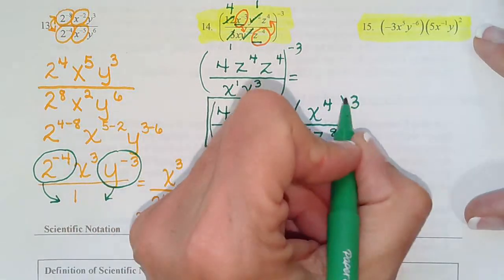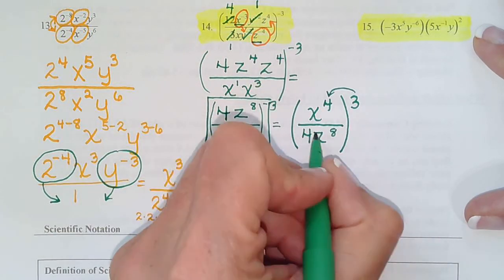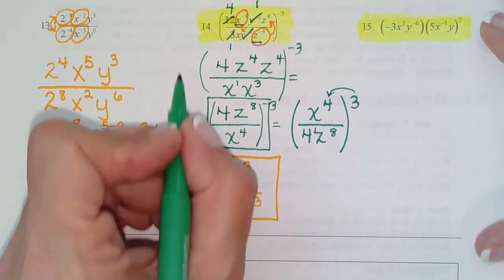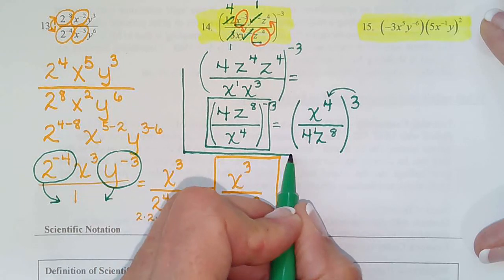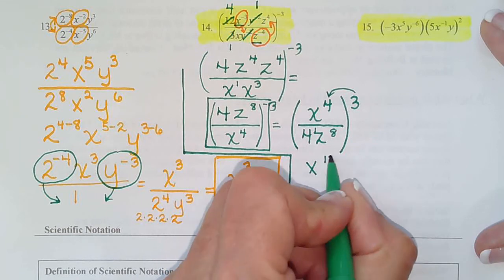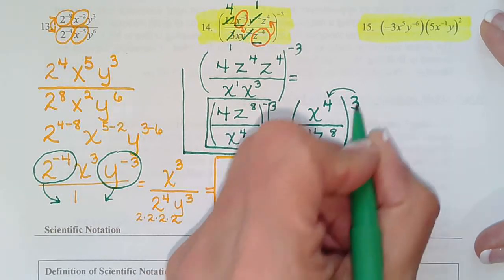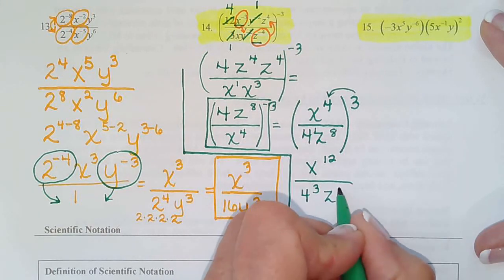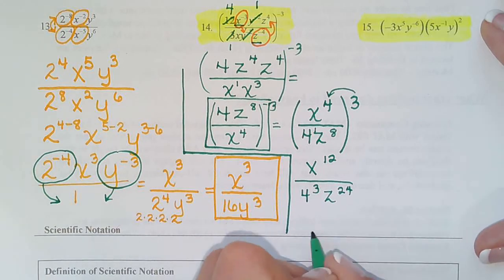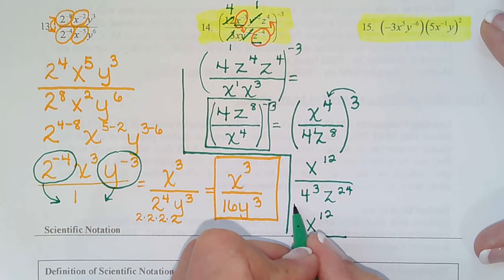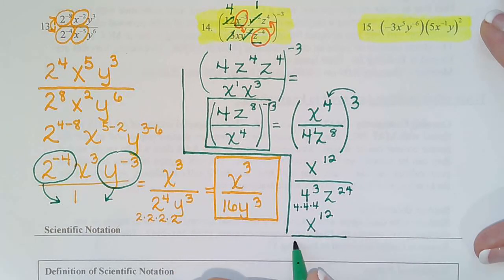Now we just have a quotient rule. So we need to multiply all of our exponents by 3. So this is going to turn into 4 times 3, 12. So x to the 12th over 1 times 3, 4 to the 3rd, 8 times 3, z to the 24th. So that would be x to the 12th over 4 times 4 is 16, times 4 is 64, z to the 24th.